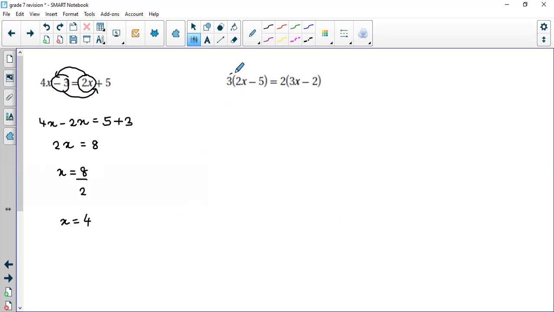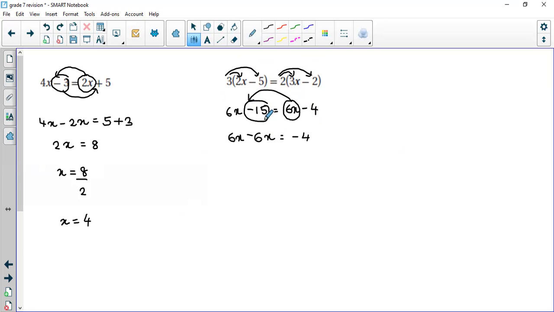Okay, let's try this. Of course, you know that you need to multiply each term inside the parenthesis with what's outside. So 3 times 2x will give you 6x minus 15 equals 6x minus 4. Okay, what's the next rule? Arrange them. Bring the variables together and the numbers together. So 6x, I'm moving this 6x to that side. So this plus 6x becomes minus 6x. Then the negative 4 is already here.